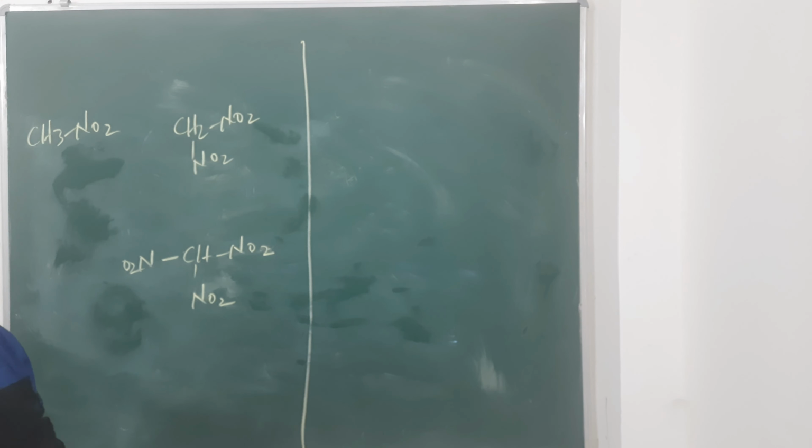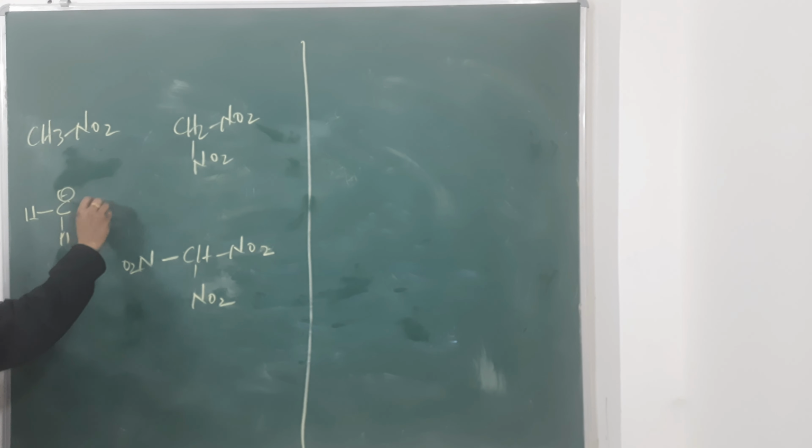But what exact reasons do you want to tell? The exact reason is, see here, suppose it is acidic, which means one hydrogen is released. Suppose one hydrogen is released there. So what will happen? H negative charge, double bond O, single bond O.